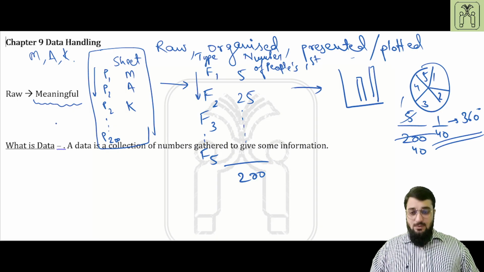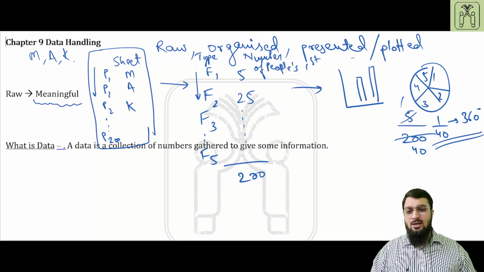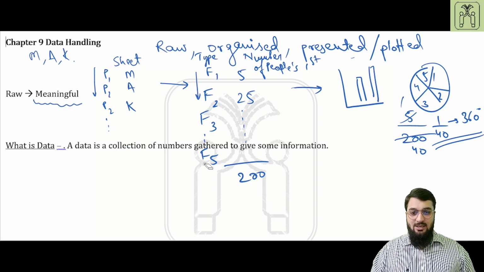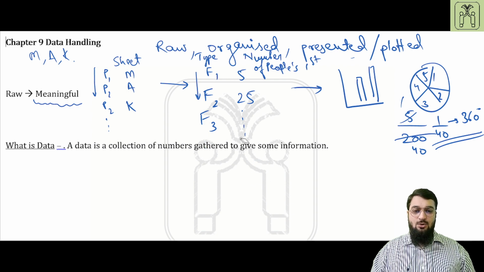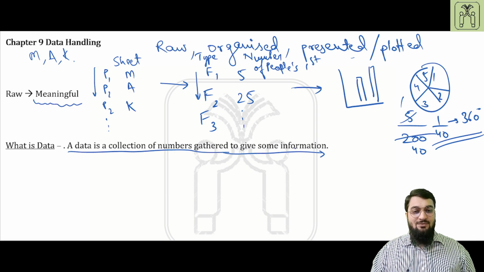Okay. So now, after understanding this basic concept related to data handling, I will allow you to write down the definition of data, and that is: data is the collection of numbers gathered to give some information. So this definition makes it evident that data is a collection of numbers gathered to give some information, or you can say meaningful information.